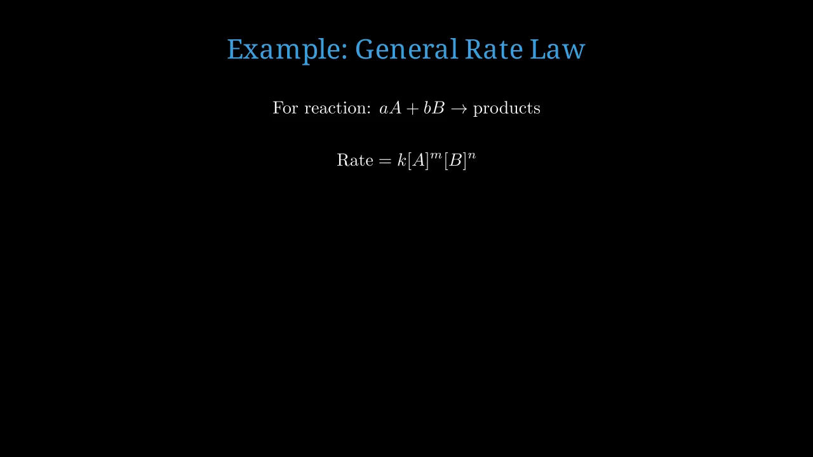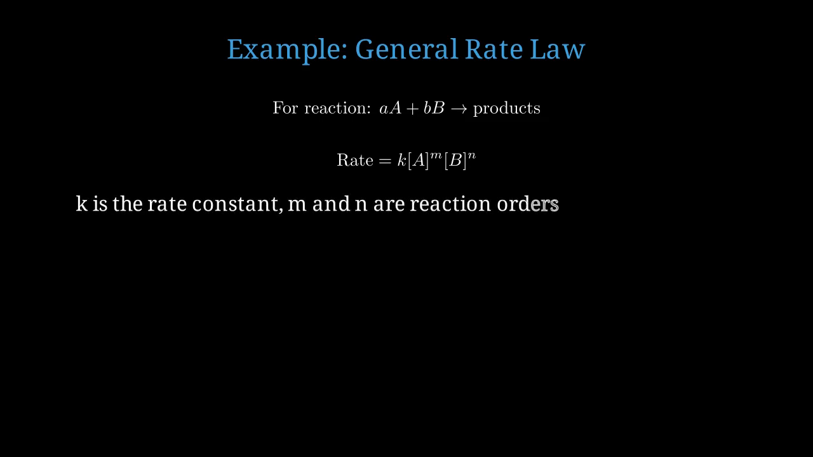Let me show you the general form of a rate law. Consider a reaction where A moles of A react with B moles of B to form products. The rate law takes the form rate equals k times concentration of A to the power m times concentration of B to the power n. Here, k is the rate constant, m is the order with respect to A, and n is the order with respect to B. The overall order is m plus n.